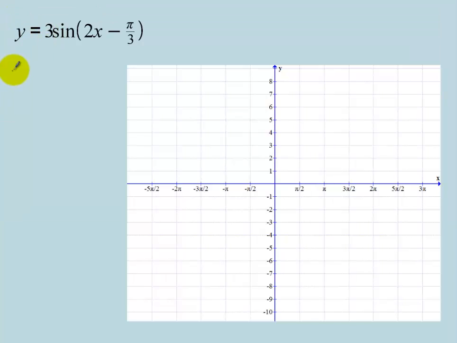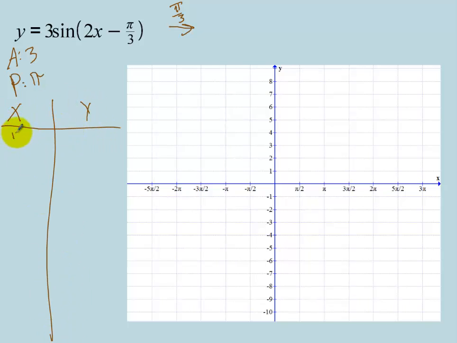So if I wanted to graph this one here, now I want to find my amplitude. My amplitude is still going to be 3, and my period is still going to be pi, because A is 3 and B is 2. But now this shift, this pi over 3, is going to shift everything to the right, pi over 3. So that changes my 5 key points here.